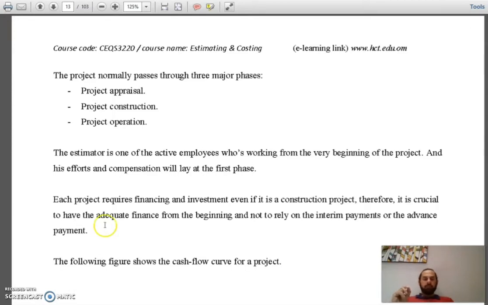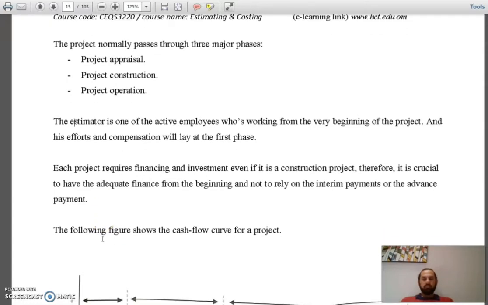Even sometimes the interim payments don't cover the project over the whole life cycle of the construction. You cannot depend on the interim payments. Sometimes they are late, sometimes they are not sufficient, sometimes your cash out is much more than the cash in at that stage. So sometimes you need to finance the project yourself until the interim payment comes.